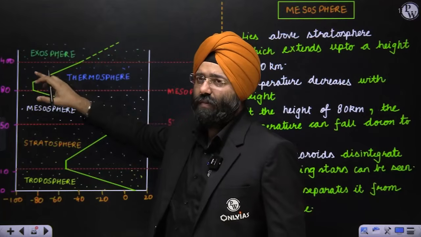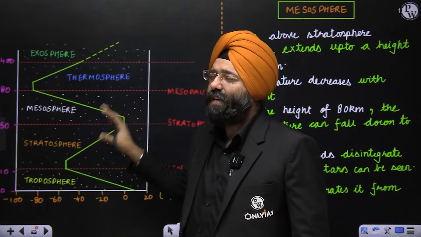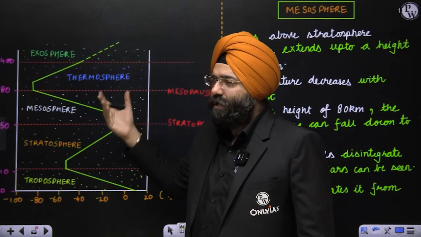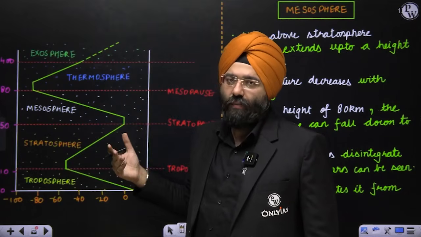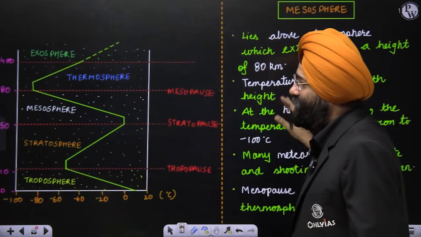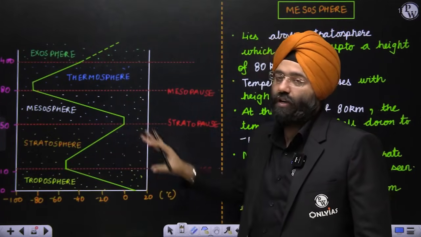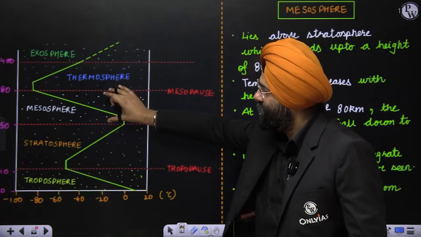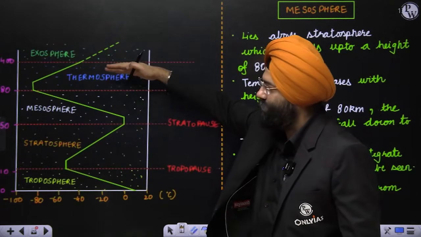So that means, please remember, if you have done this diagram well, you will be able to answer any type of query or question that comes in your examination, because whatever is written over here is basically an explanation of what is drawn here. Clear? So mesosphere, and then you have the mesopause and the thermosphere, right?